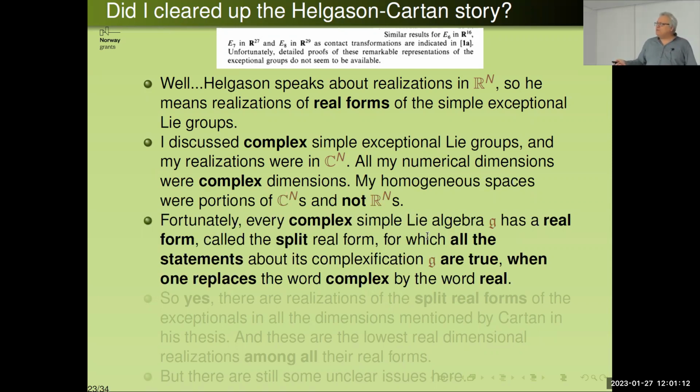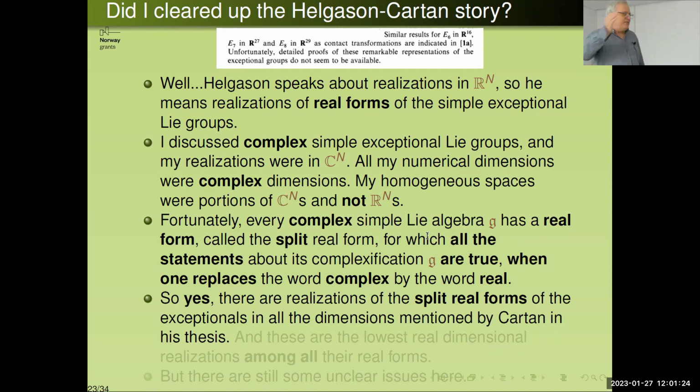Fortunately, every complex simple Lie algebra has a real form called the split real form, for which all the statements about its complexification G are true when one replaces the word complex by real. So all these dimensions and all these realizations that Cartan is talking about, complex ones in complex spaces, can also be realized for the split real forms of these Lie algebras in the same dimensions. The realization is essentially the same, because you simply forget about complex numbers and work with real numbers, and that's how you get the real realizations of these split real forms.